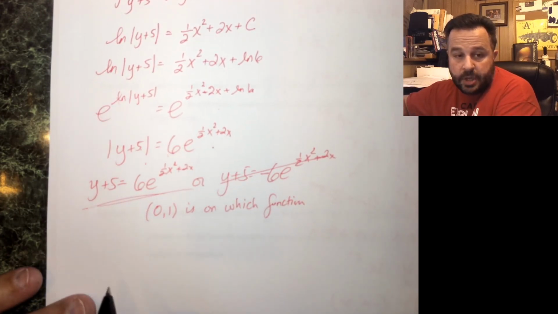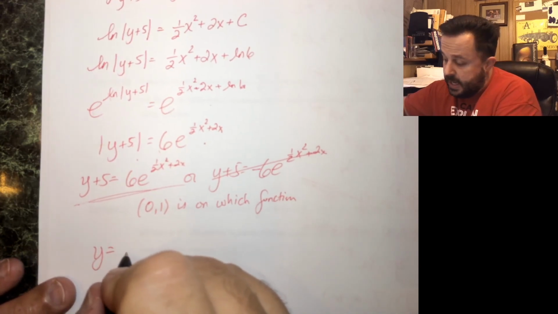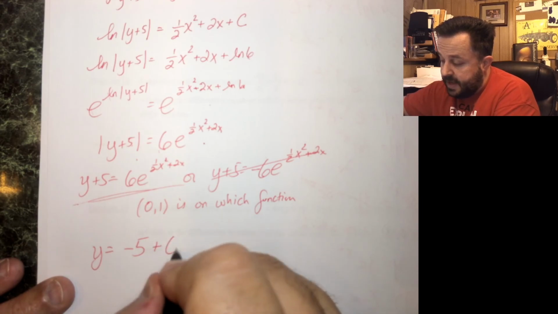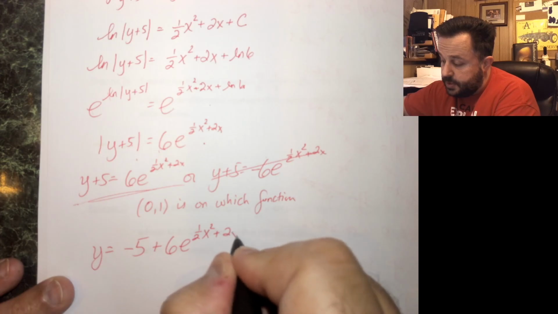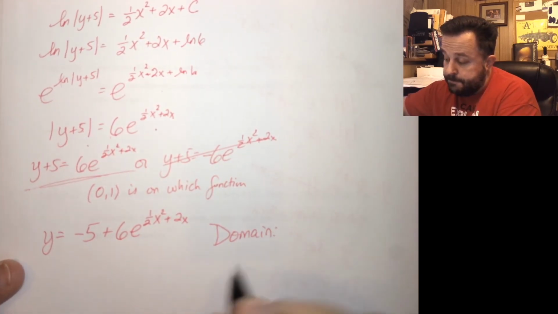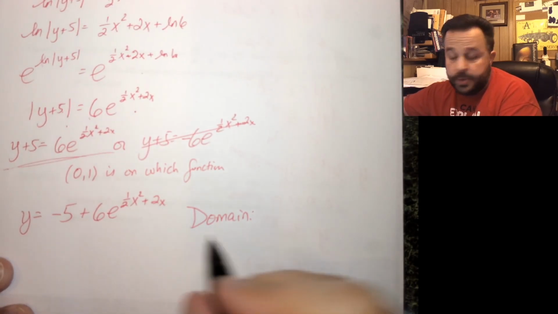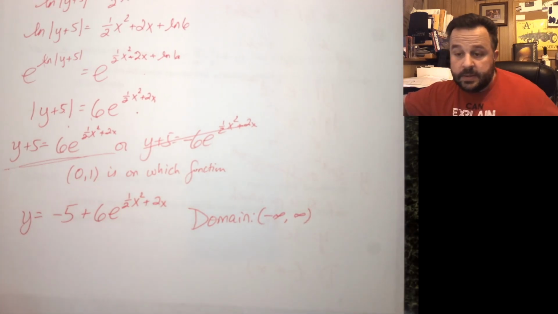Now I've got to finish solving for y. So I get y is equal to negative 5 by subtracting the 5. Negative 5 plus 6e to the 1/2 x squared plus 2x. The domain, because again the function is an e function, is going to be all real numbers. So the domain is negative infinity to infinity. And that's it for example 24. We'll do the last 3 examples in the next video.